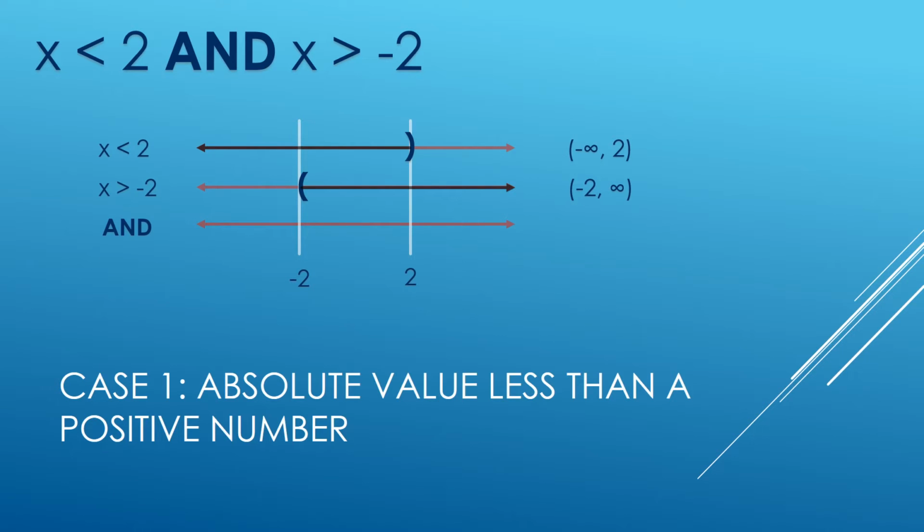We're looking at an AND statement, so we're going to be taking the intersection of line 1 and 2. This is the part that's overlapping. So we could hopefully clearly see that it's going to be everything in between negative 2 and 2, but not including the endpoints.